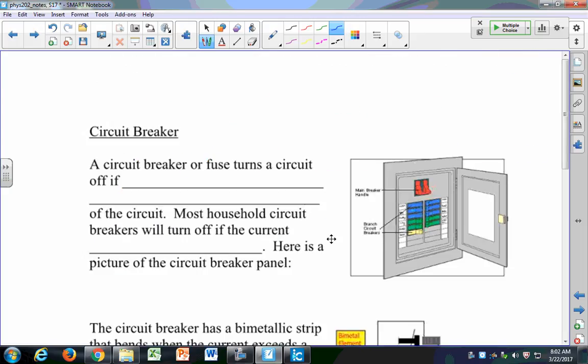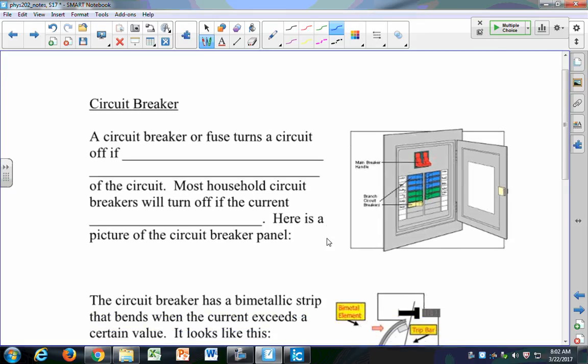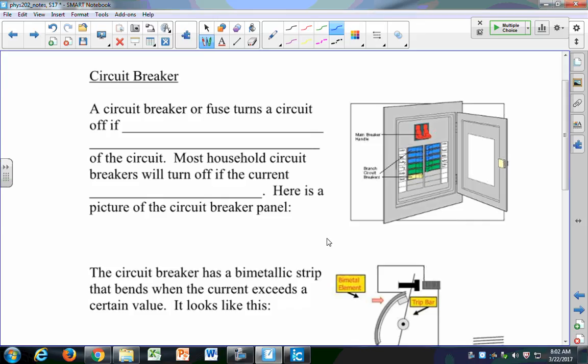For this, you'll probably have a short answer where I ask you to describe what the GFI does in 1 to 2 sentences. That sort of thing. So a circuit breaker or a fuse turns a circuit off if the total current exceeds the safe capacity of the circuit.